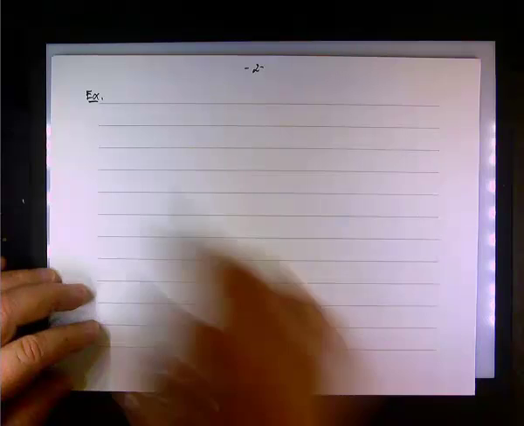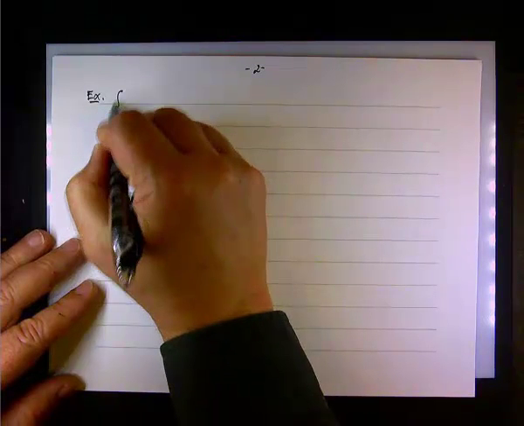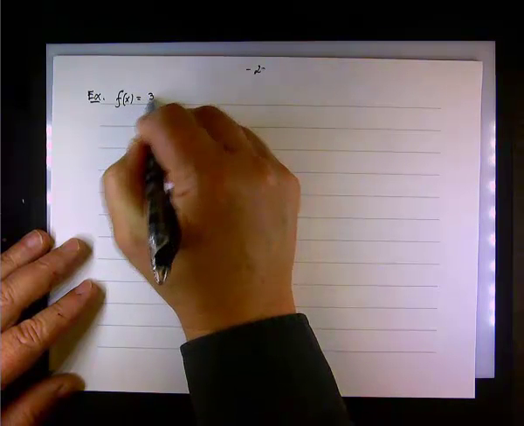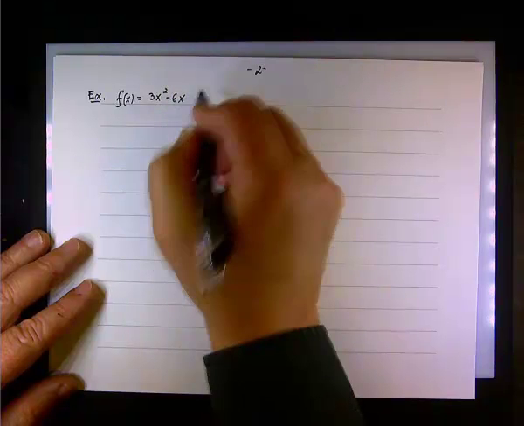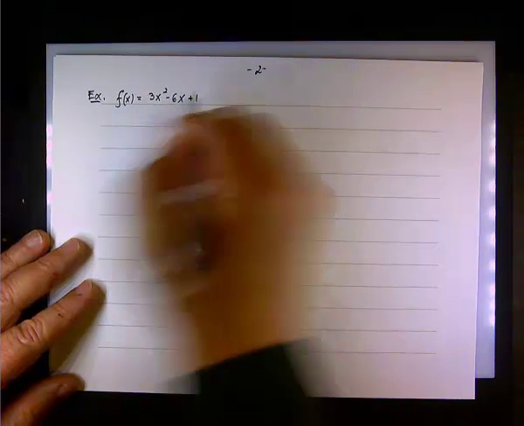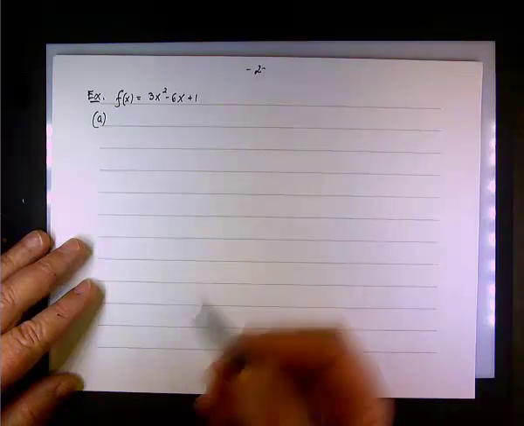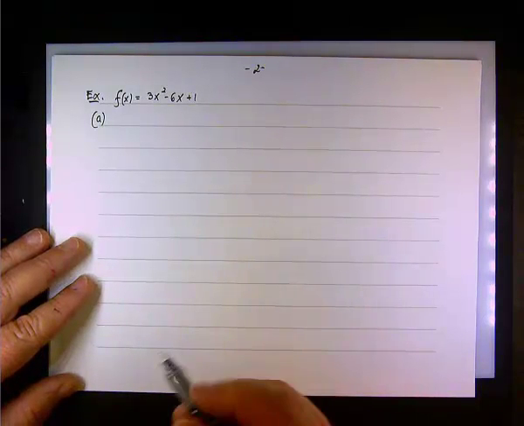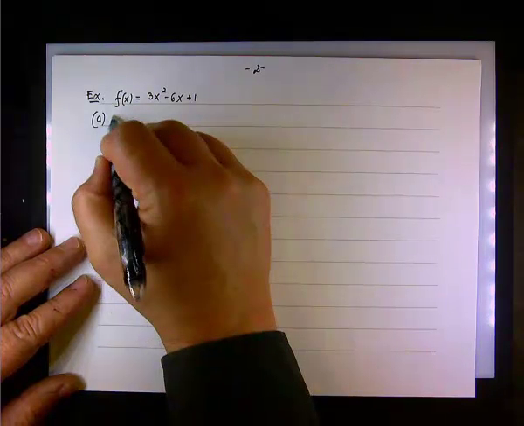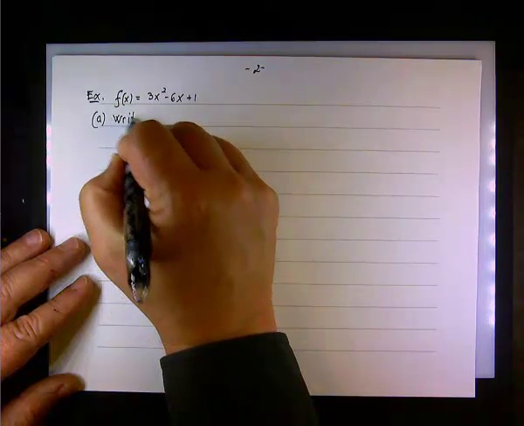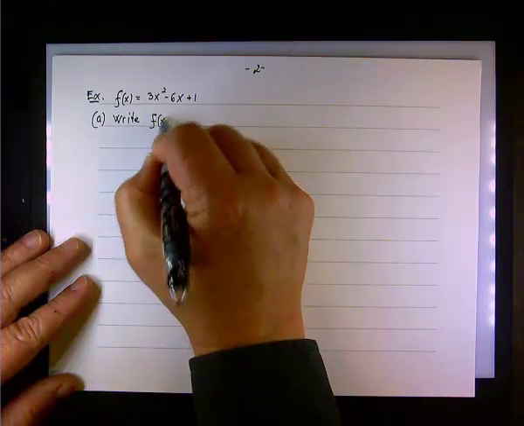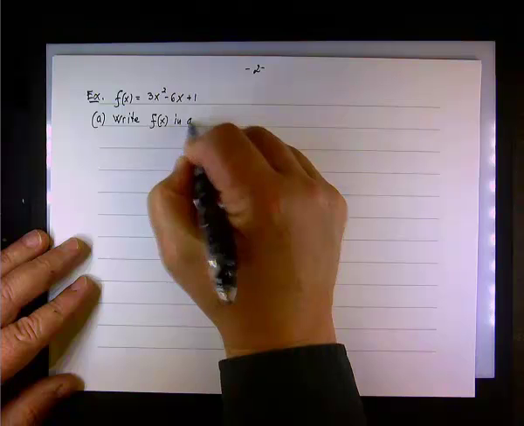The next example. We are given this function, the quadratic function 3x squared minus 6x plus 1. And in this example, as well as the next one, or the next two, we need to do two things. First, we need to write the standard form of f of x. So write f of x in a standard form.